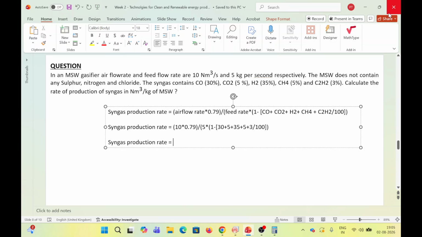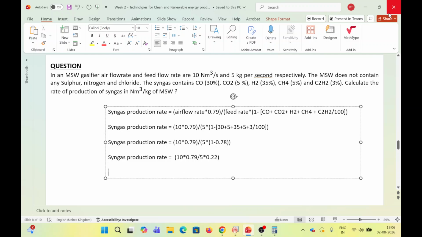So syngas production rate is nothing but 10 times 0.79 by 5 times 1 minus, so 30 plus 5 is 35, 35 plus 35 is 70, 70 plus 5 is 75, 78 by 100, so 0.78. So the syngas production rate is equal to 10 times 0.79 by 5 times 0.22.